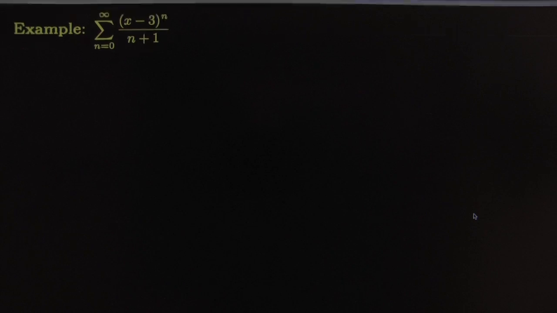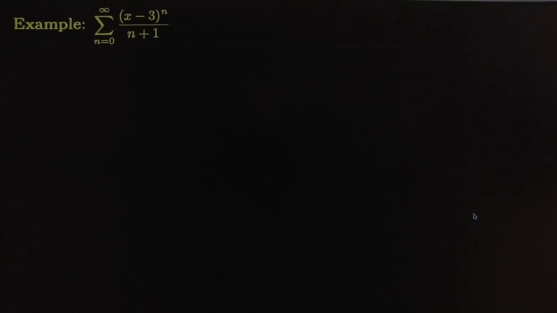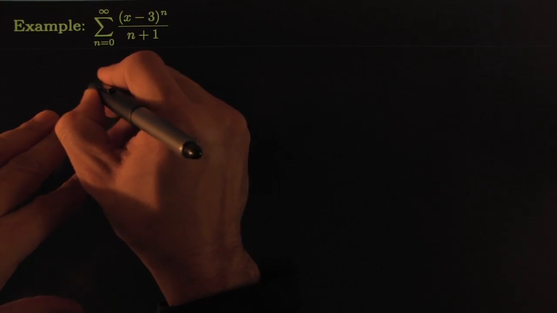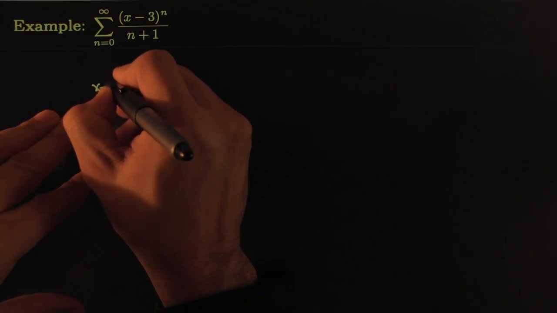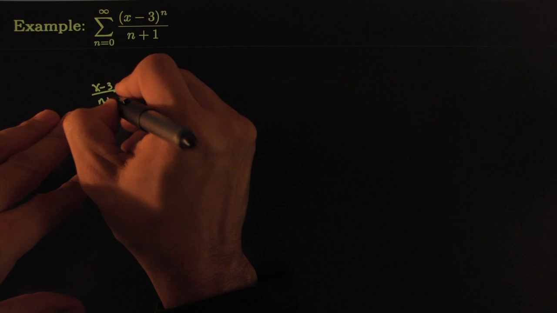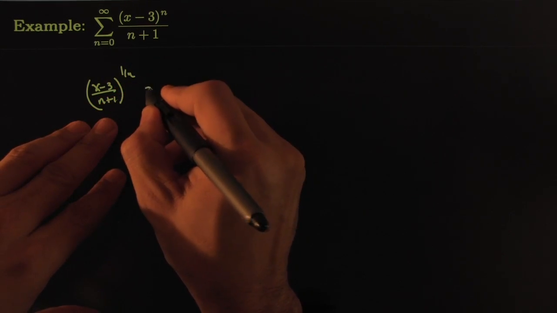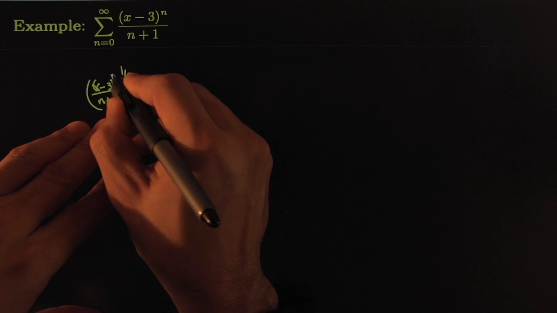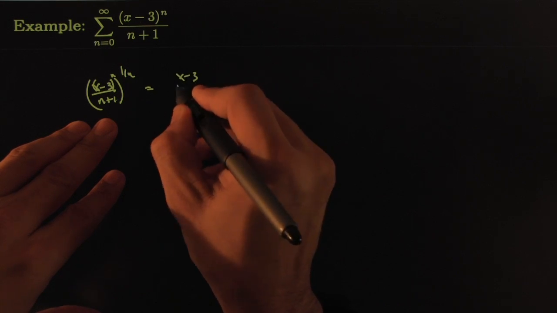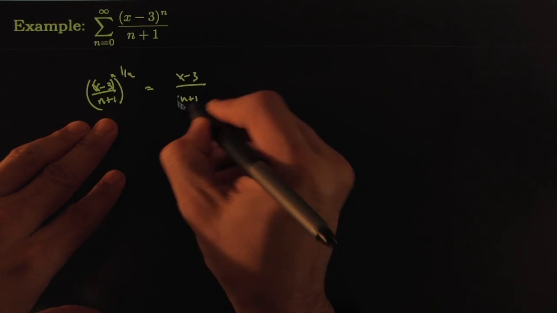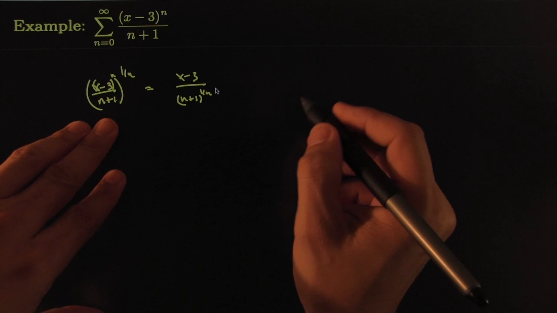Alright, let's try another one. This one I think we can do by root test again. So we look at the nth root. We've got (x - 3)/(n + 1) raised to the nth root. That would give you (x - 3)/(n + 1) raised to the 1/n.